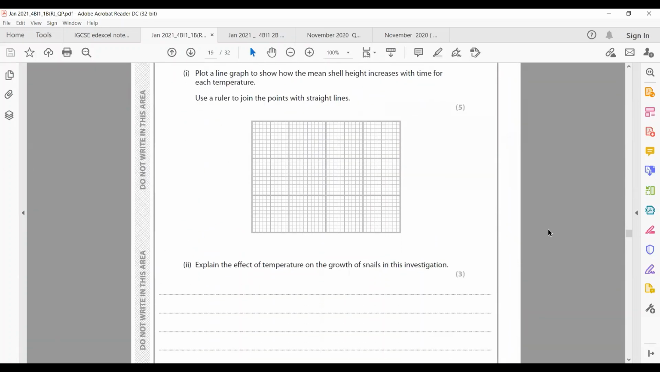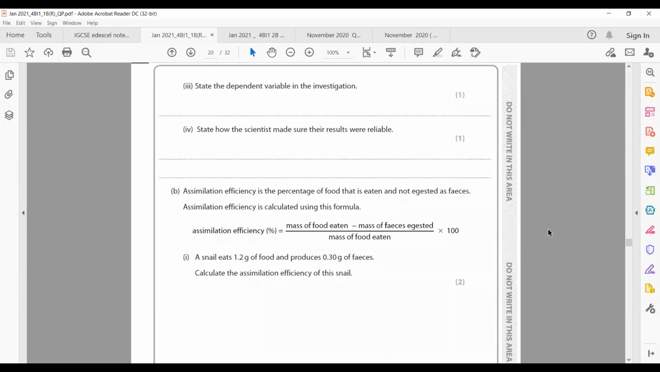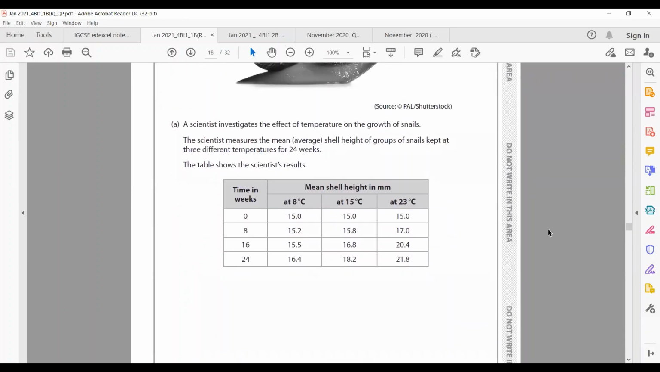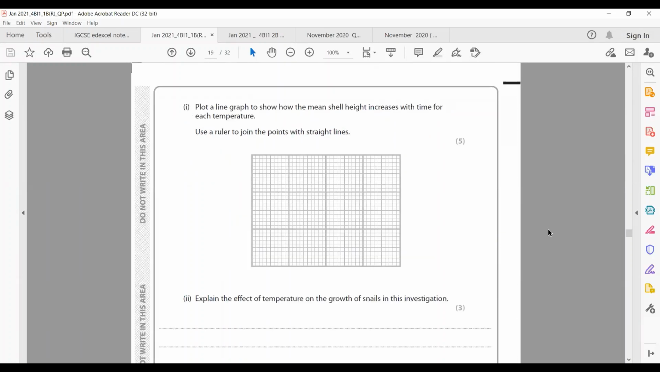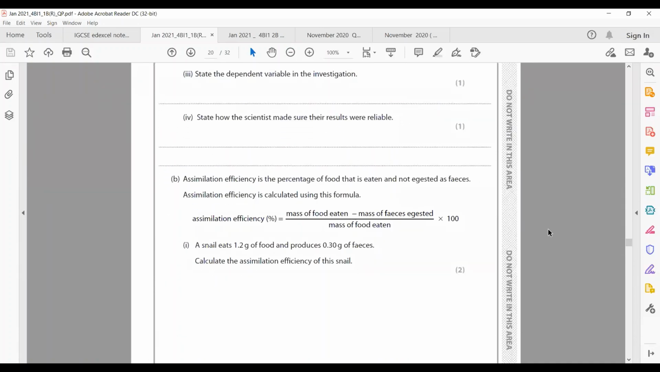Okay, Miss. Okay. Number 3. This is variable differentiation. The rate of growth, the growth or the height of the shell itself. We had put it on the graph as the dependent variable. Okay. Number 4.